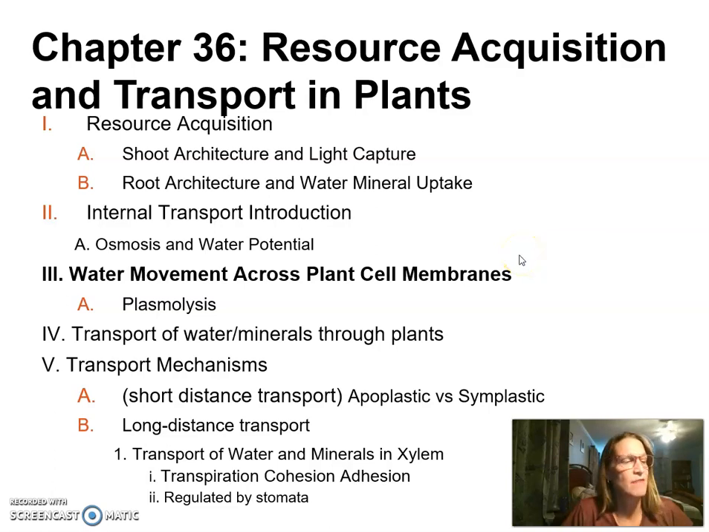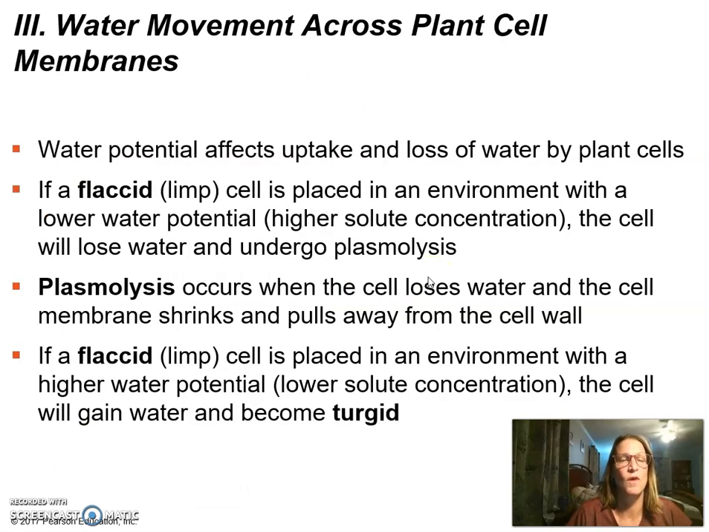Okay, now that we have learned about osmosis and water potential, we're going to apply that to talk specifically about what happens when water moves across a plant cell membrane. Water potential affects the uptake and loss of water by plant cells. So some plant cells will have high water potential, in which case they'll be likely to lose water. And other cells will have low water potential, and they'll be more likely to uptake water.